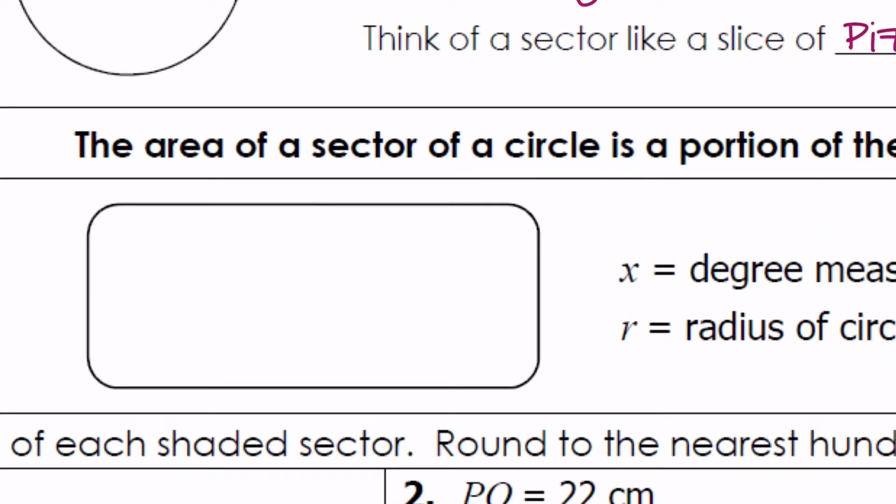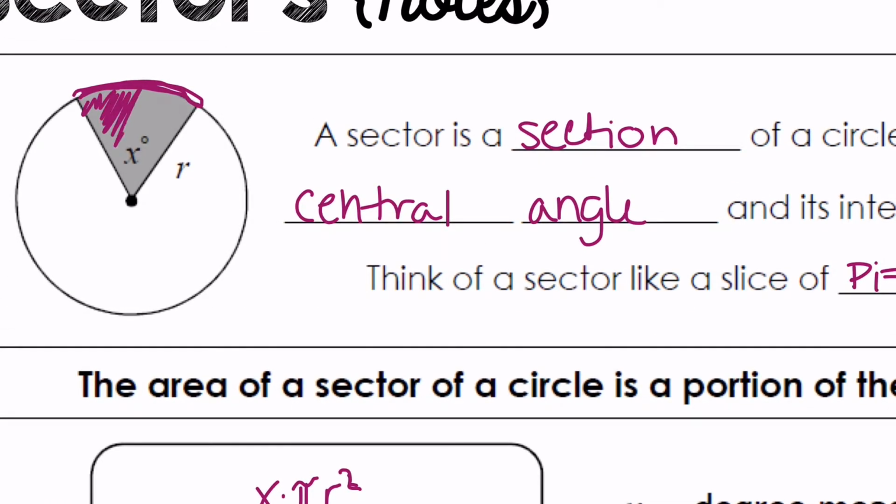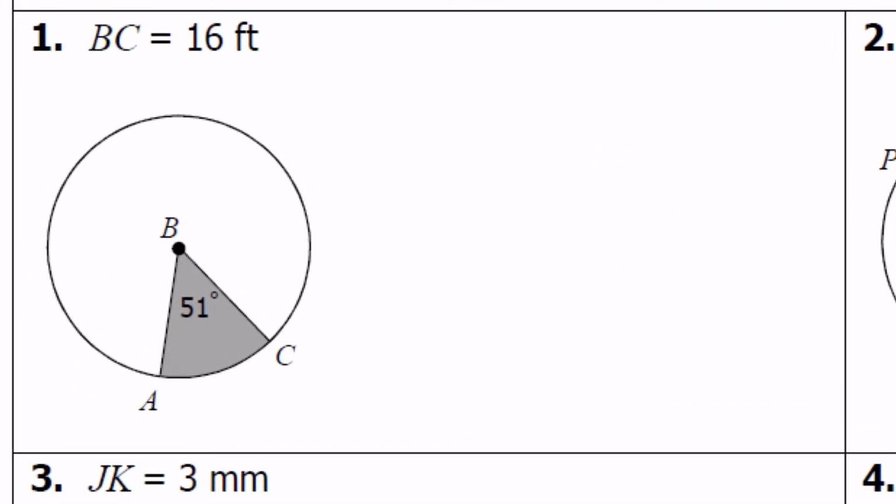And r represents the radius of the circle you're dealing with. The area of a sector of a circle is a portion of the entire area. So it's part of the whole area of a circle. So we use this formula: A equals x times pi r squared over 360. That's going to tell us the area of our slice of pizza. Let's try an example.